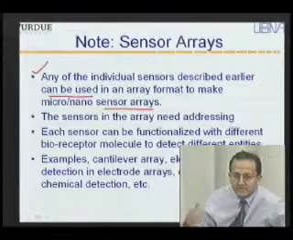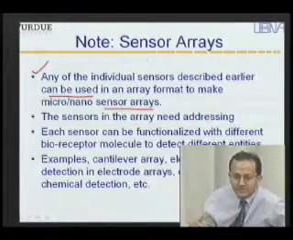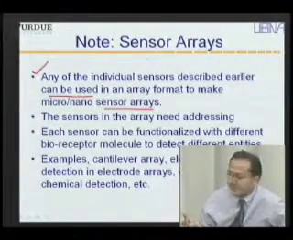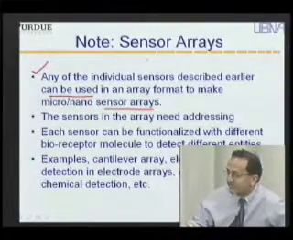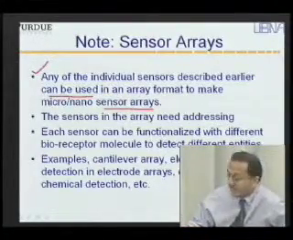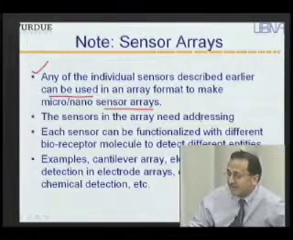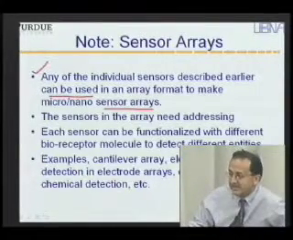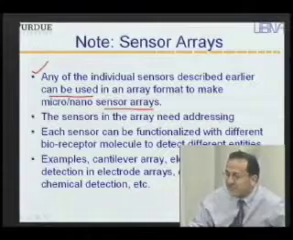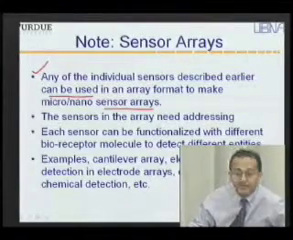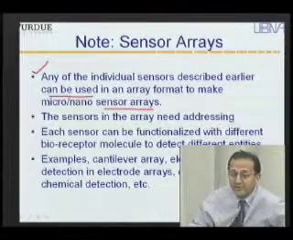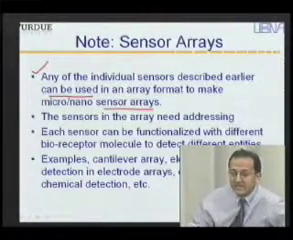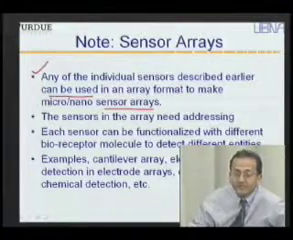So the sensors in the array need addressing, and each sensor can then be functionalized with a different bioreceptor molecule to detect different entities. So you could have a cantilever array where each cantilever has a different DNA or a different protein attached to it, and that would be a label-free means of detecting the biomolecular reaction. So examples include cantilever arrays, electrochemical detection in electrode arrays, cellular arrays for chemical detection, etc.